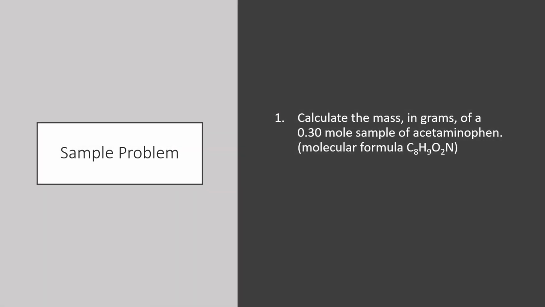Next is a sample problem again. Calculate the mass in grams of a 0.30 mole sample of acetaminophen. Molecular formula C8H9O2N. So tignan natin step by step. Sorry, wala na palang step by step dito. 45 grams na agad ng acetaminophen.